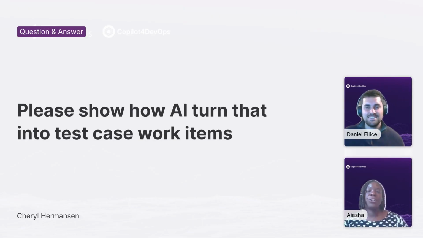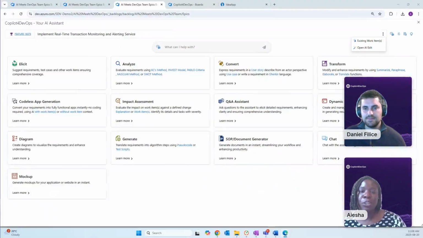Please show how AI turns that into test case work items. Thank you, Cheryl, for that question. Using the elicit function, you can quickly take your desired work items and transform them into those test cases with full-on test scenarios. I'm just going to show you very, very quickly how simple that is.